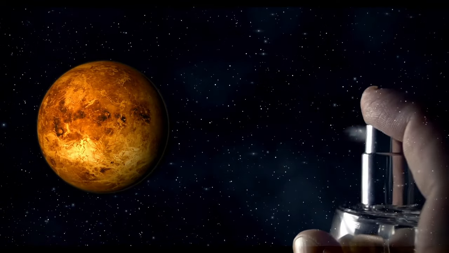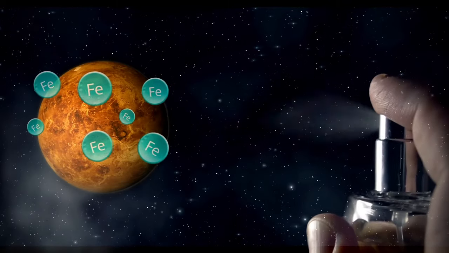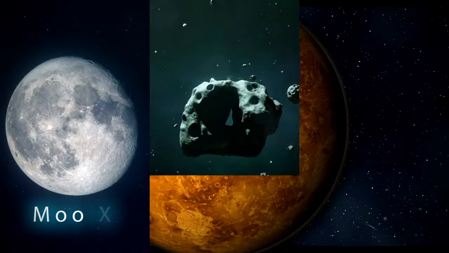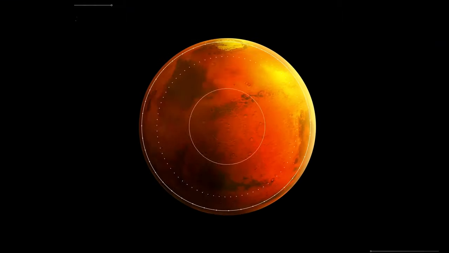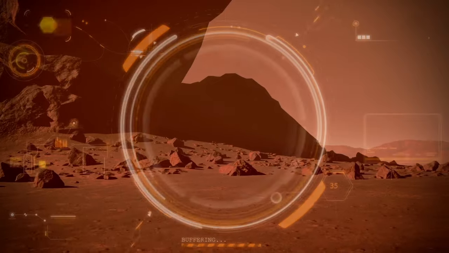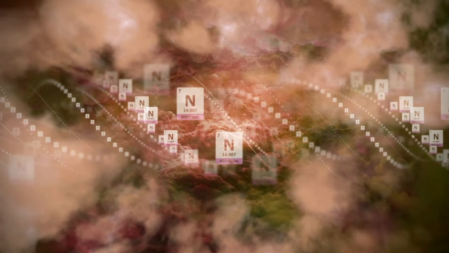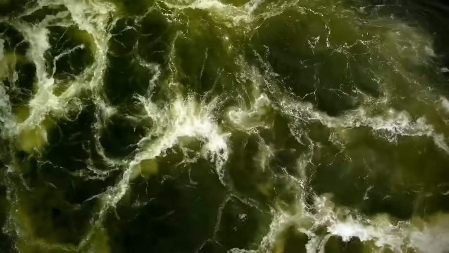This suggestion also involves iron aerosol getting added to the atmosphere of Venus. It could be derived from a number of sources, like the moon, asteroids, or Mercury. The resulting atmosphere would be around 3 bars, which is basically 3 times more surface pressure than on Earth. It would also mainly consist of nitrogen. With time, some of it would dissolve into new oceans, reducing atmospheric pressure even more.